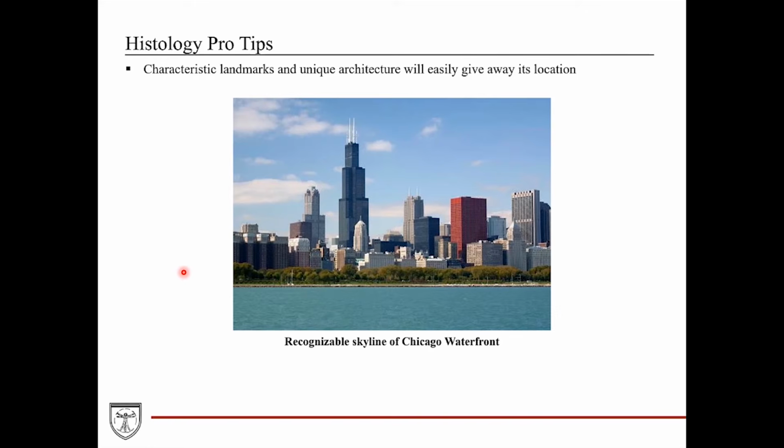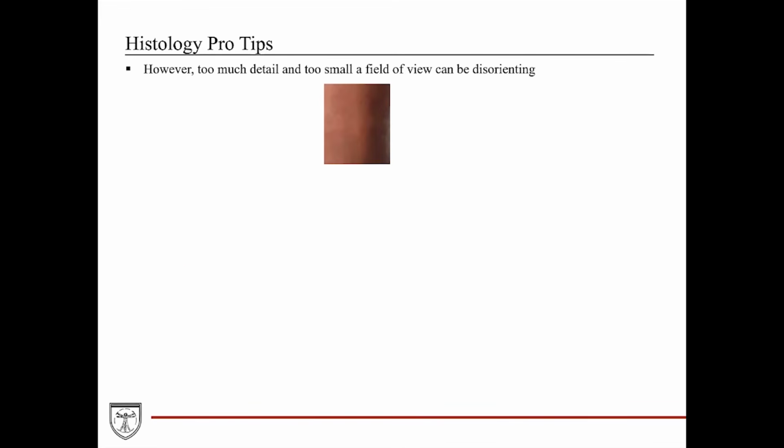But again, this image will only be recognizable for those who have been there or have seen photos such as this before. So the familiarity is very important in histology. Pro tip number 3. There is such a thing as too much detail if it's coming from too small a field of view, because it can be disorienting.